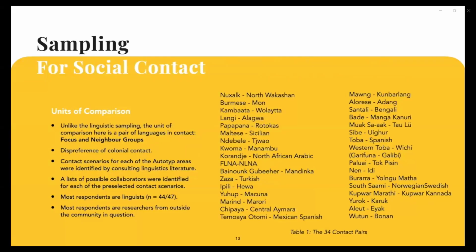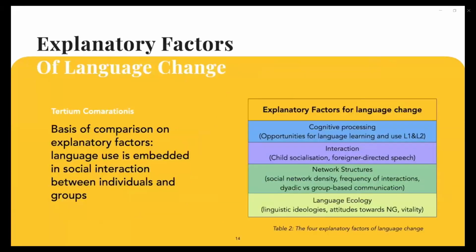So we have a list of the languages that was sampled for the sociolinguistic questionnaire. There's a bit of a discrepancy with the linguistic data and the sociolinguistic data. Most of it's the same, but there is a small discrepancy. So you can see the language pairs there in the table. Most respondents are linguists, 44 out of the 47, and most respondents are researchers from outside the community in question. I think maybe 3 of our respondents would consider themselves members of either the focus or the neighbor group. So that's just the one point to make about sampling for social contact.